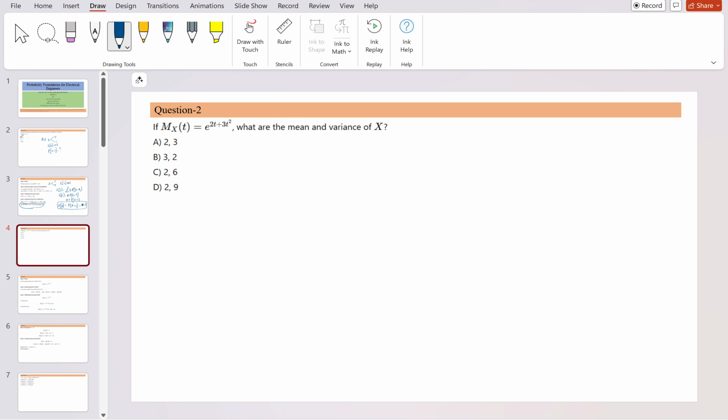Let's move forward and try to solve this problem. Here the moment generating function is given as M_X(t) equal to e to the power 2t plus 3t squared. You have to find the mean and variance of X. Use the formula.